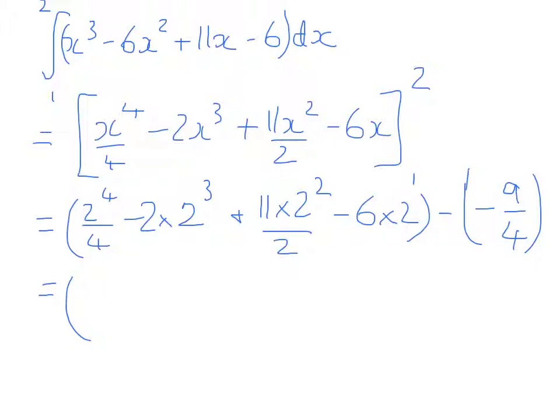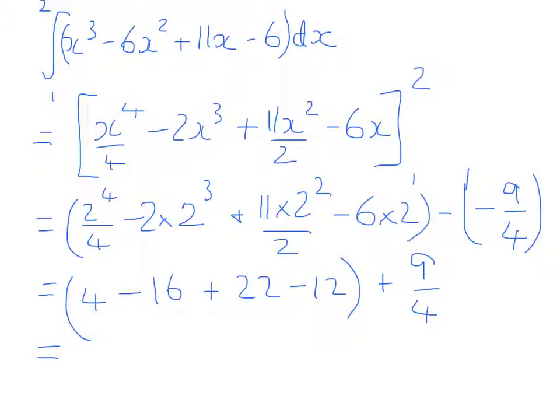2 to the 4 is 16, divided by 4 is 4, minus 2 times 2 to the 3 is 8, 2 times 8 is 16, plus 2 to the 2 is 4, divided by 2 is 2, so 11 times 2, 22, minus 12. Let's deal with this minus minus at this point. Minus 9 over 4 is plus 9 over 4.